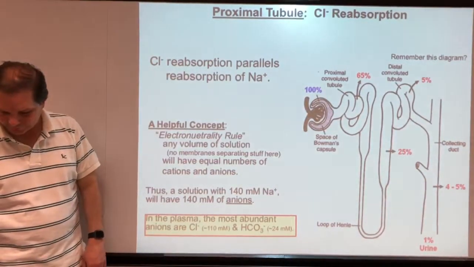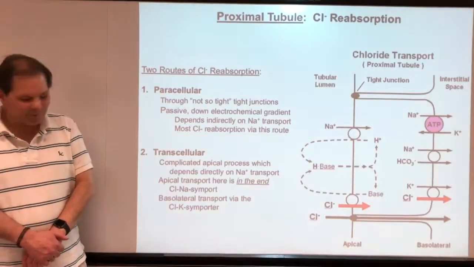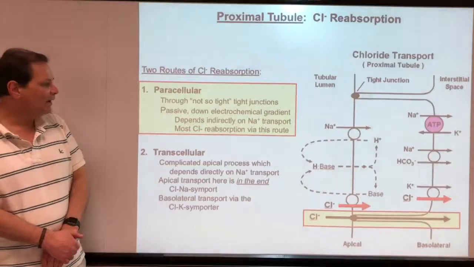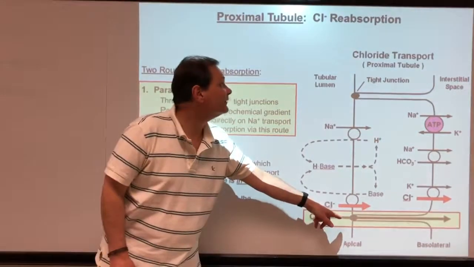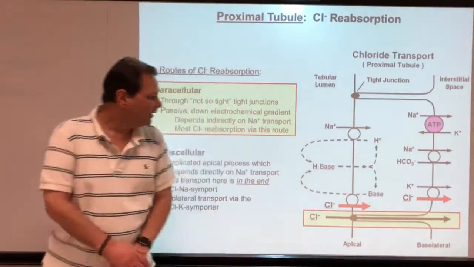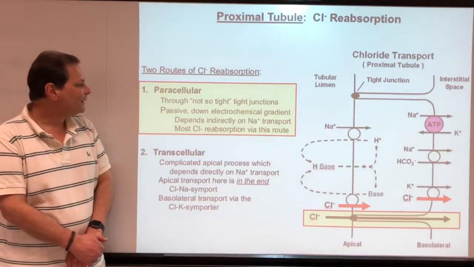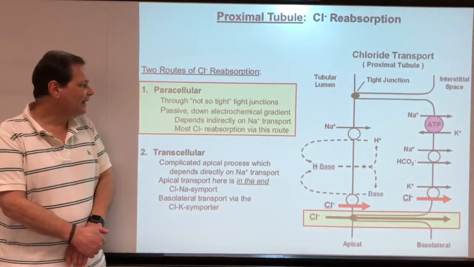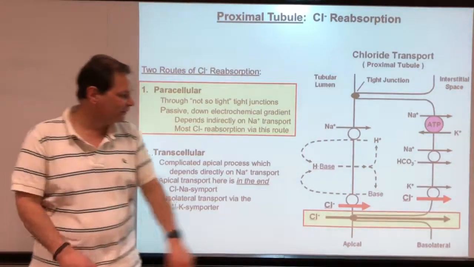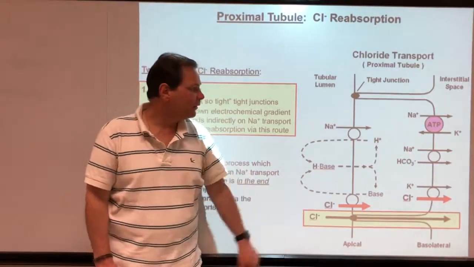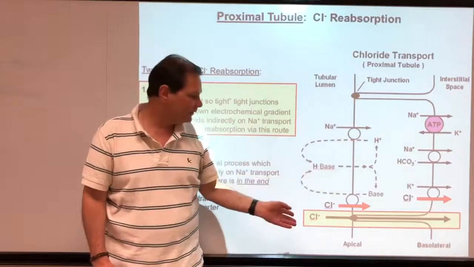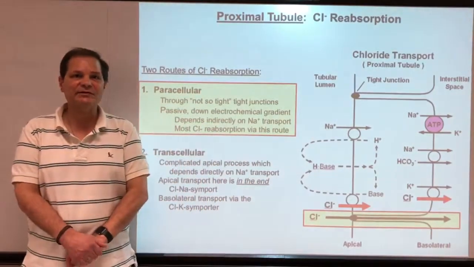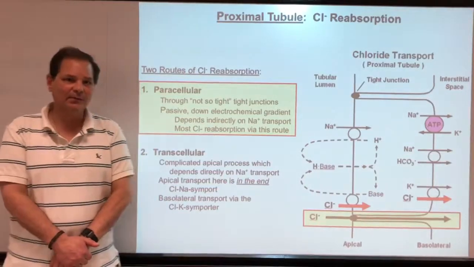All right, so there are two routes of chloride reabsorption. The easy one, it gets through the tight junctions. The tight junctions, maybe not so tight, are permeable to chloride, and so the chloride can get through. So if you're talking about sodium transport, the chloride can get through between the cells, paracellularly, through the tight junctions and just follow the electrochemical gradient.